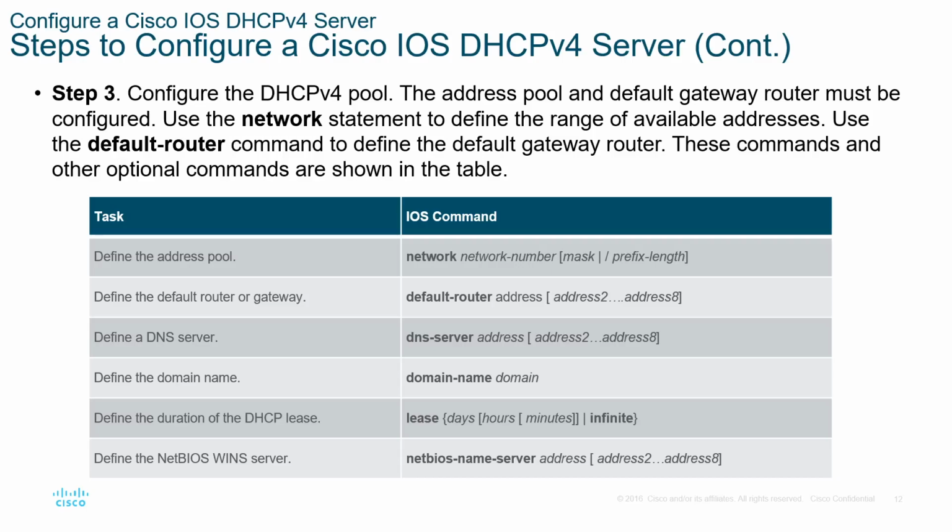Some of them include the address pool, the router gateway with the command default-router, the DNS server with the command dns-server, the domain name with the domain-name command, and we can also specify the DHCP lease duration. We can specify the number of days, hours, or even minutes that we want, or even infinite so it never expires. We can also set a NetBIOS WINS server address with the command netbios-name-server.